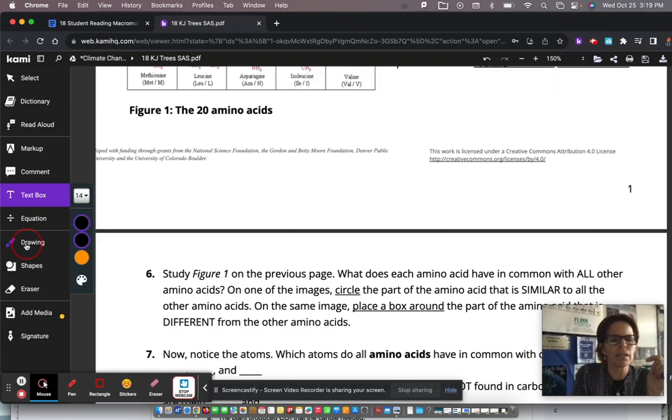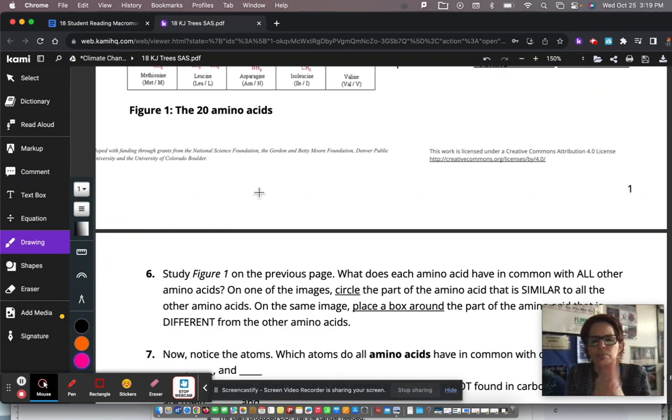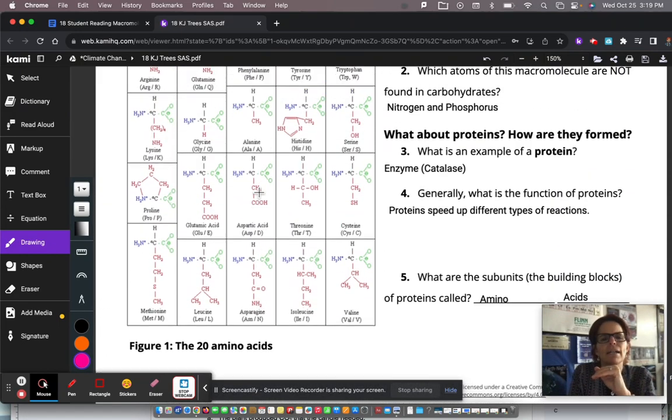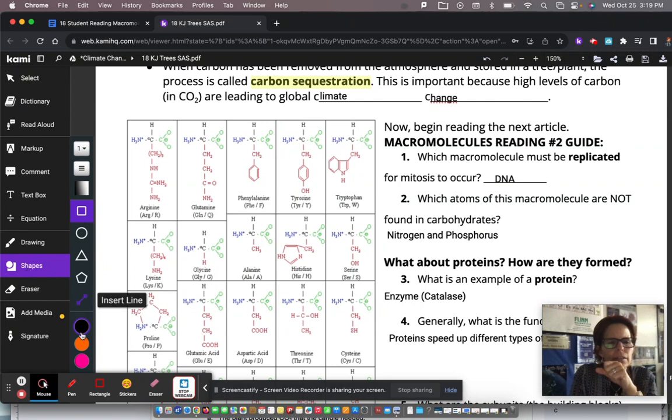So I'm going to grab a pencil here, and maybe I'll do this hot pink color. So one more time, it says circle the part of the amino acid that is similar to all the other different amino acids. So I'm just going to pick the first one. I wonder if I could do a shape. Maybe a shape is better. I'll do a pink circle around it. There we go, because it said to circle it. Let's see if I can make that work.